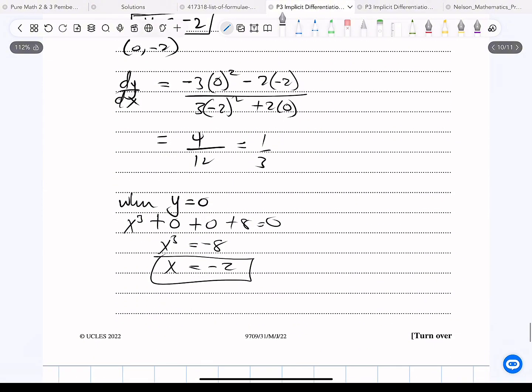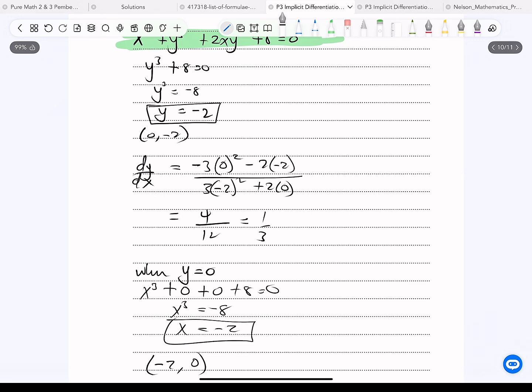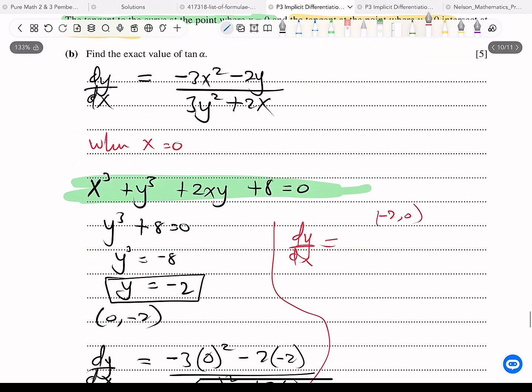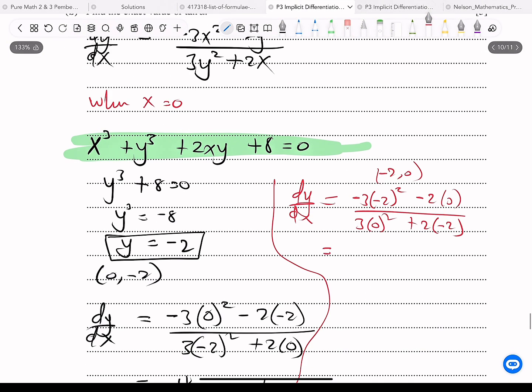So we have another point, negative 2, 0. So that gradient is going to be dy dx is equal to, remember we have the point negative 2, 0, and we have our gradient right here. So x is negative 2 and y is 0. So we put exactly that into the dy dx, and that will be negative 12 in the numerator over negative 4 in the denominator, giving us 3.